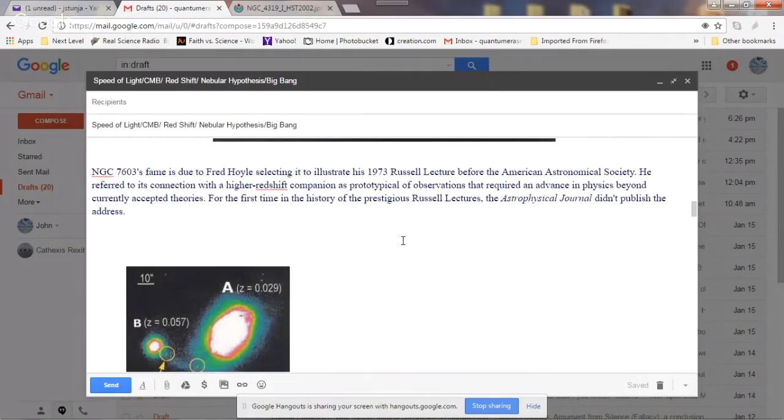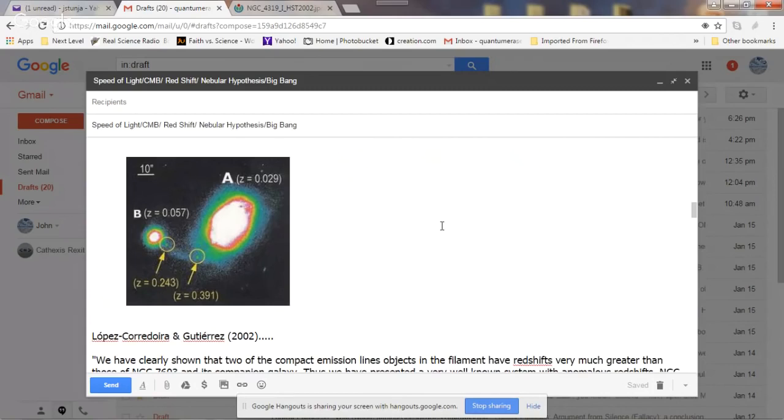This photo's fame is due to Fred Hoyle selecting it to illustrate his 1973 Russell Lecture before the American Astronomical Society. He referred to its connection with a higher redshift companion as prototypical observations that required an advance in physics beyond currently accepted theories. That should be speculations. We already talked about that. For the first time in the history of the prestigious Russell Lectures, the Astrophysical Journal didn't publish the address. I wonder why.